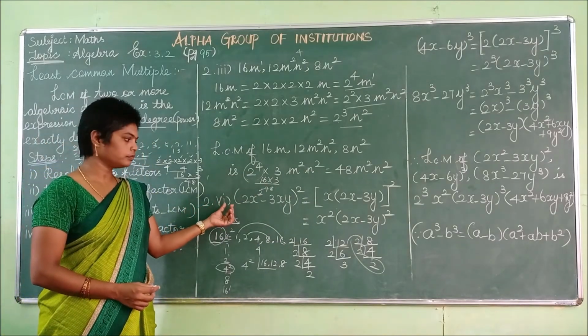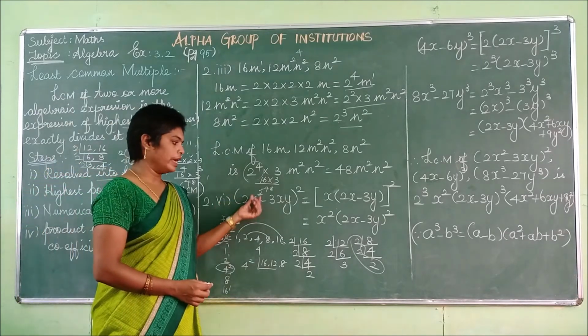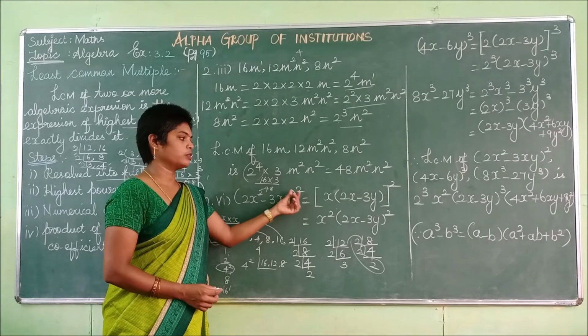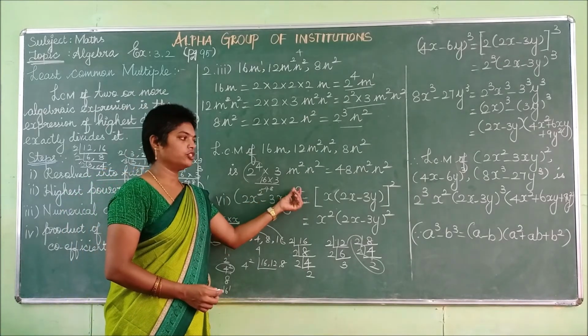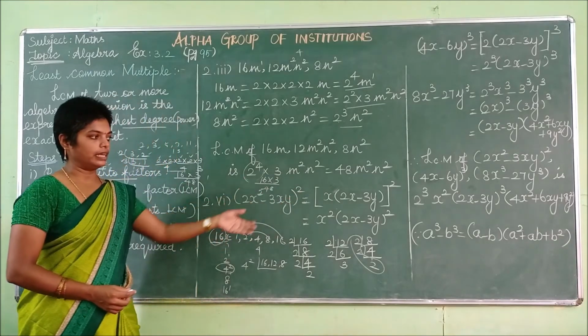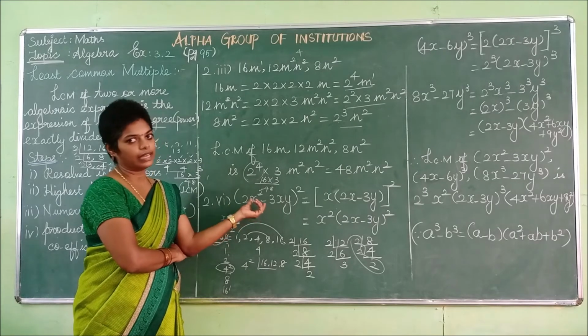Then look at another problem. Second problem: 2x squared minus 3xy, the whole squared. This can be rewritten by simply taking x as common, because both terms contain the x value.